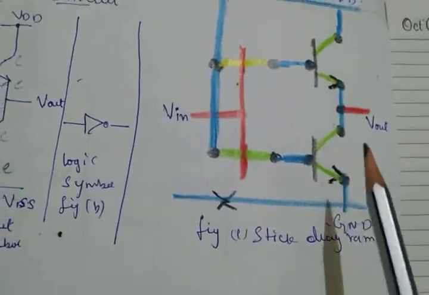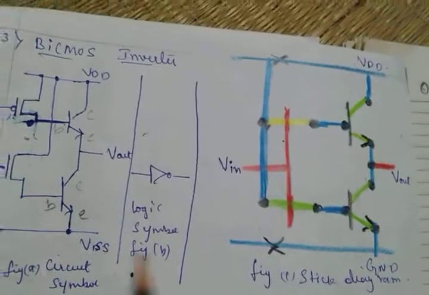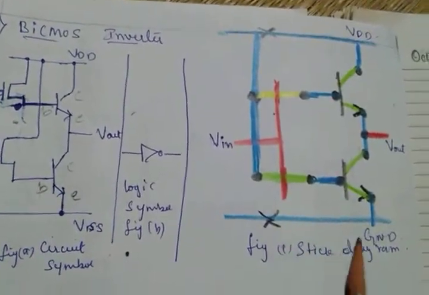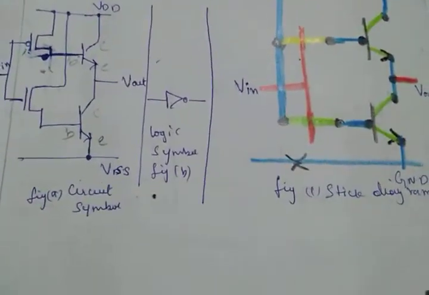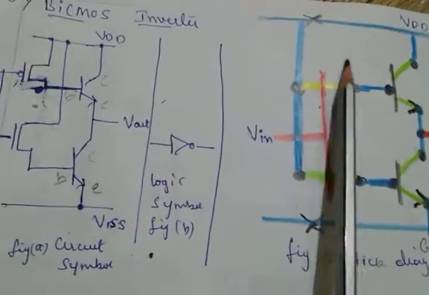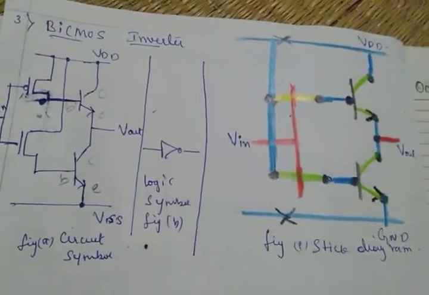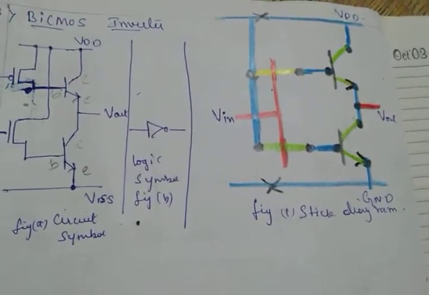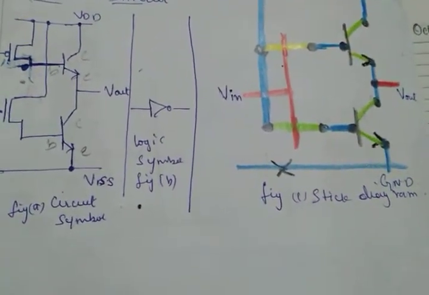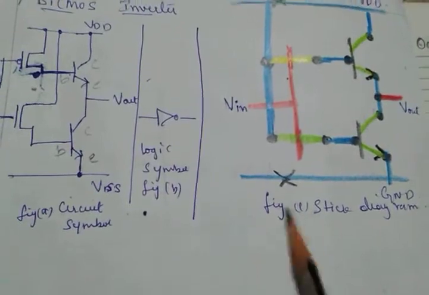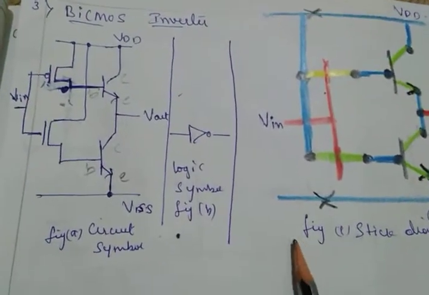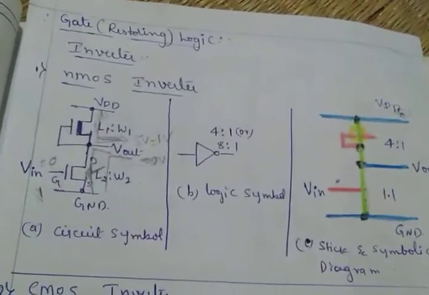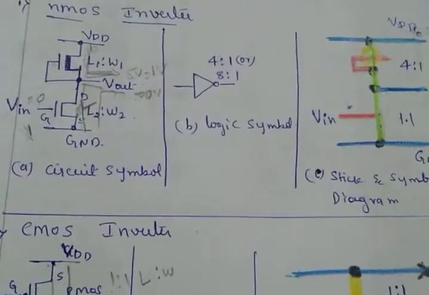Here I am considering this, so more explanation is not needed, because the circuit is very complex, and if the circuit is complex, the cost will also be more. That's why BiCMOS is not used much. We are just concentrating only on the CMOS and nMOS circuits.